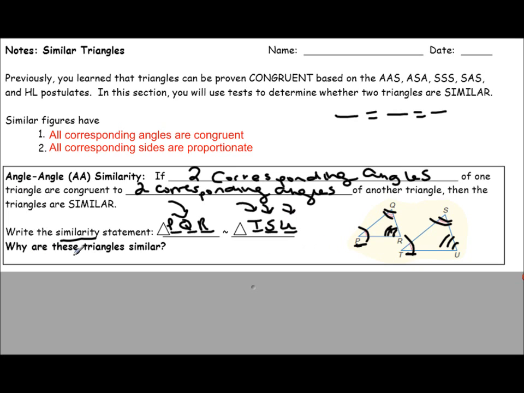Furthermore, when you're asked why these two triangles are similar, all you need to write is angle-angle similarity. You can abbreviate similarity by writing this symbol here. This is a tilde. It means similar.